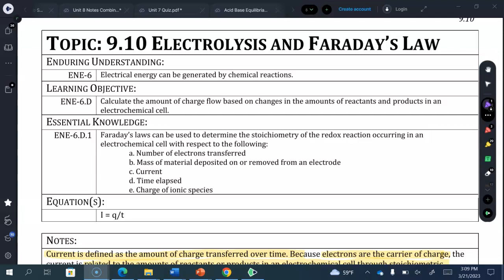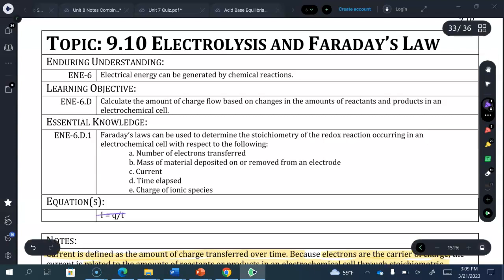Hello everyone, welcome to topic 9.10, electrolysis and Faraday's law. By the end of this, you should be able to calculate the amount of charge, flow, or current based on changes in the amounts of reactants and products in an electrochemical cell.